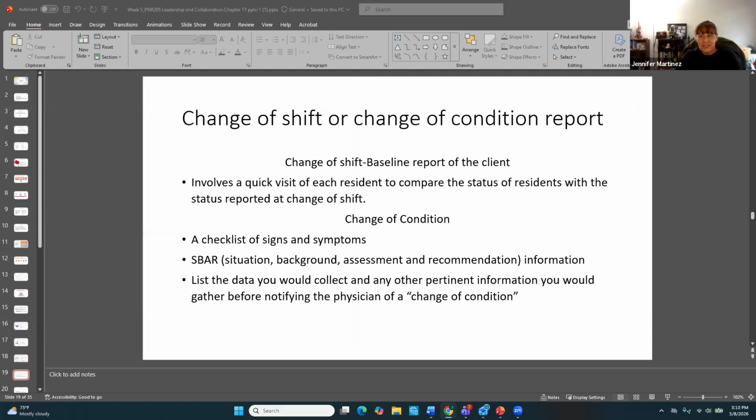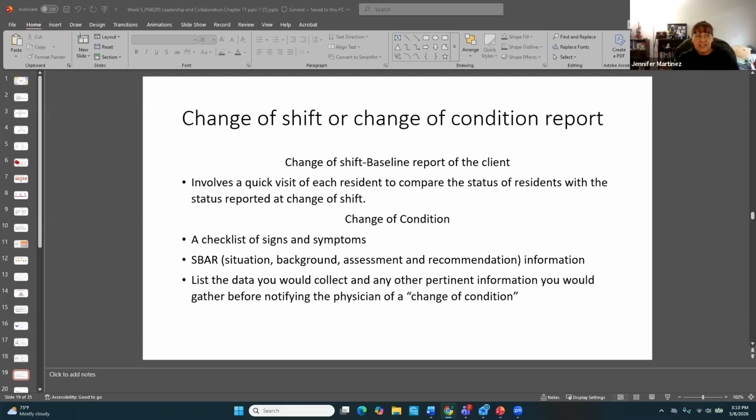We look at change of shift or change of condition reports. We've talked about these. When was it with communication when we talked about SBAR? So, change of shift reports. These are just a quick visit of each resident to compare the status, what's going on now, versus what you got at report when you came on shift.